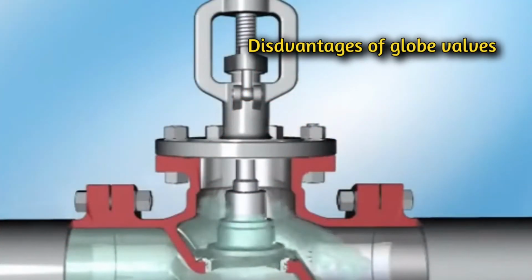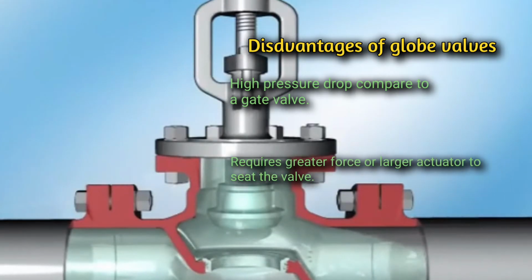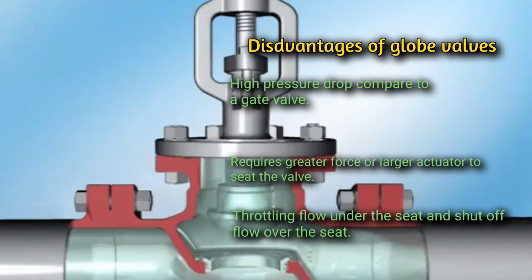Disadvantages of globe valves. High pressure drop compared to a gate valve. Requires greater force or larger actuator to seat the valve. Throttling flow under the seat and shut off flow over the seat.